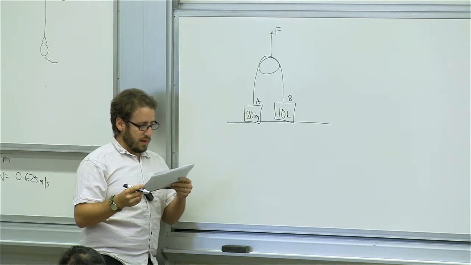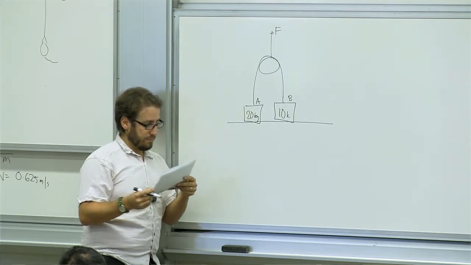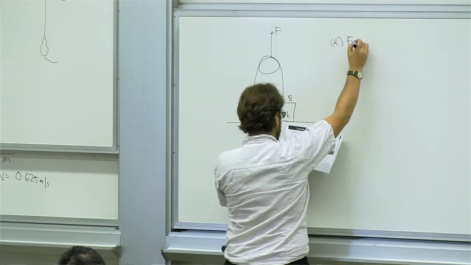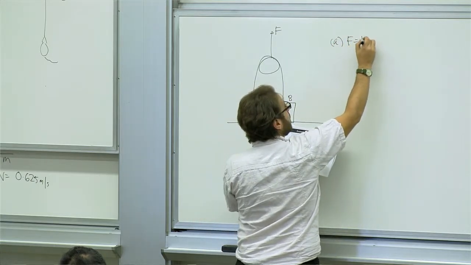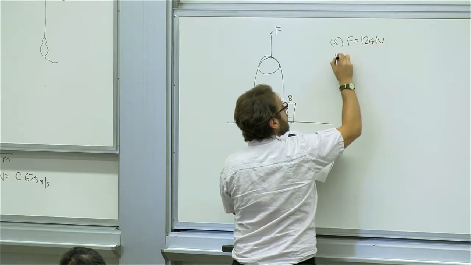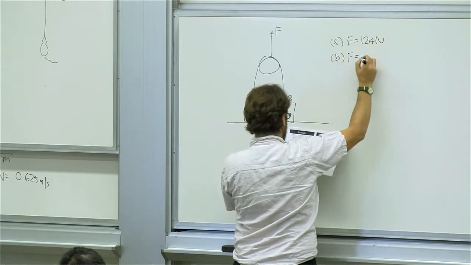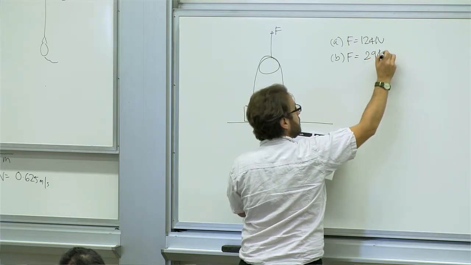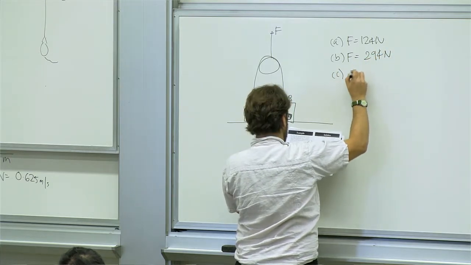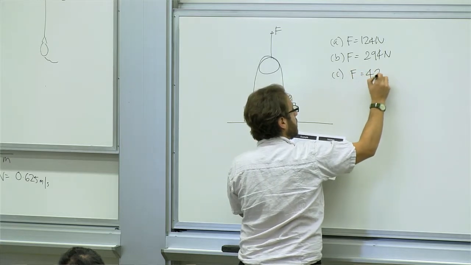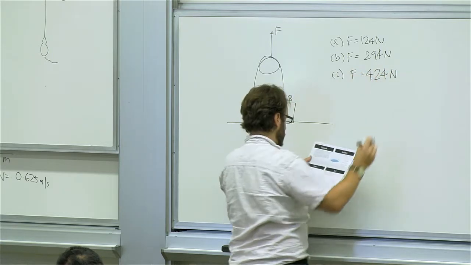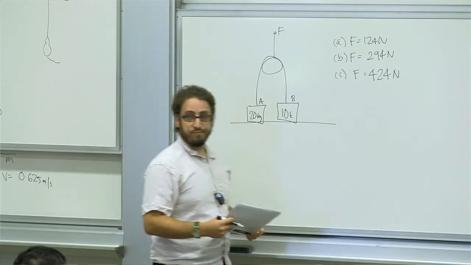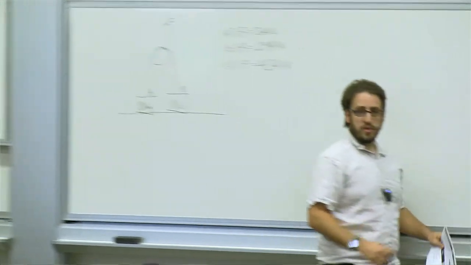Find the accelerations of block A and block B for three cases. A, F is equal to 124 newtons. B, F is equal to 294 newtons, or C, F is equal to 424 newtons. Okay? So how do we find the accelerations of these blocks?